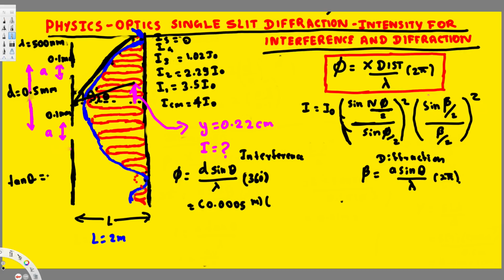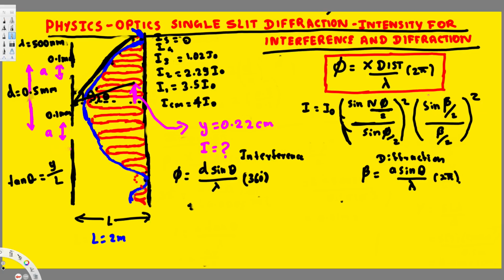So let's create the equation first. Opposite over adjacent is going to be y over L. Now we can go ahead and plug it right here, right? Instead of this one, let's write the equation in a better way, then we can plug it in.